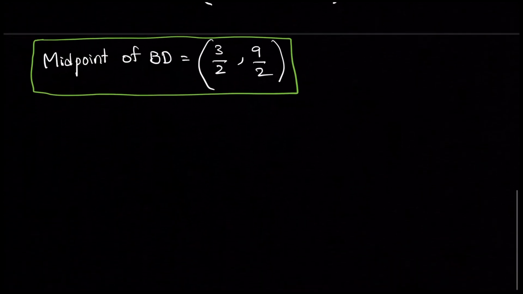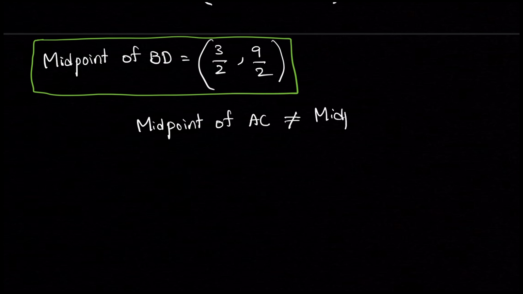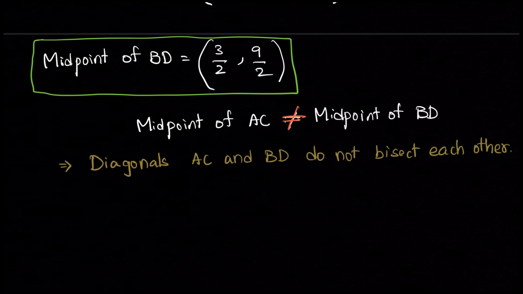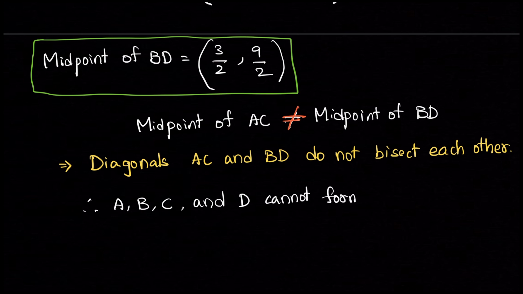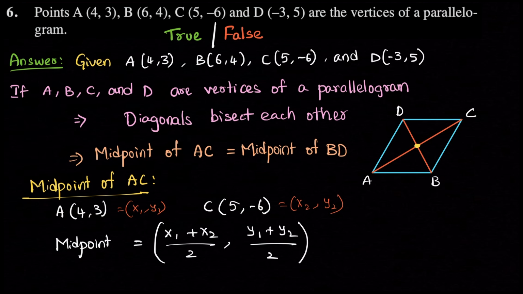From what we have found, midpoint of AC is not equal to midpoint of BD, which means diagonals AC and BD do not bisect each other. Therefore, if the diagonals do not bisect each other, then the given vertices cannot form a parallelogram. Therefore, the given statement that the points are the vertices of a parallelogram is false.